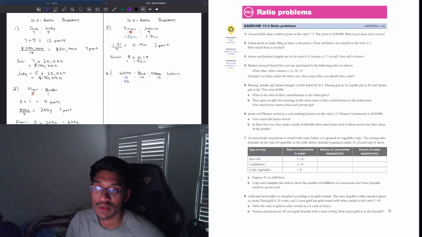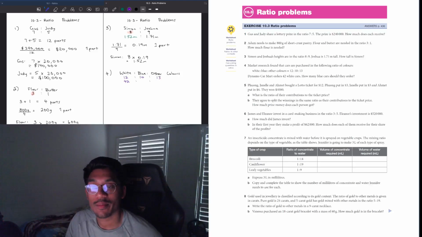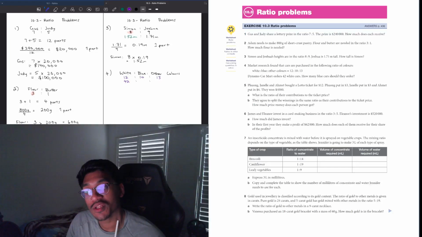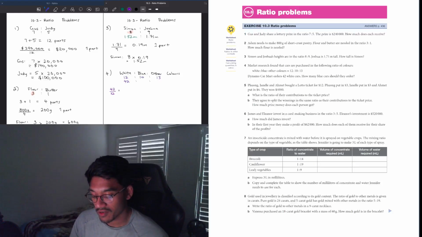Again, all we need to do is find the value of 1 part and then times that into how many parts there are for blue cars, sorry. So we know there's 42 cars and there's 12 parts in that situation. So we do 42 divided by 12. You pop that in your calculator.